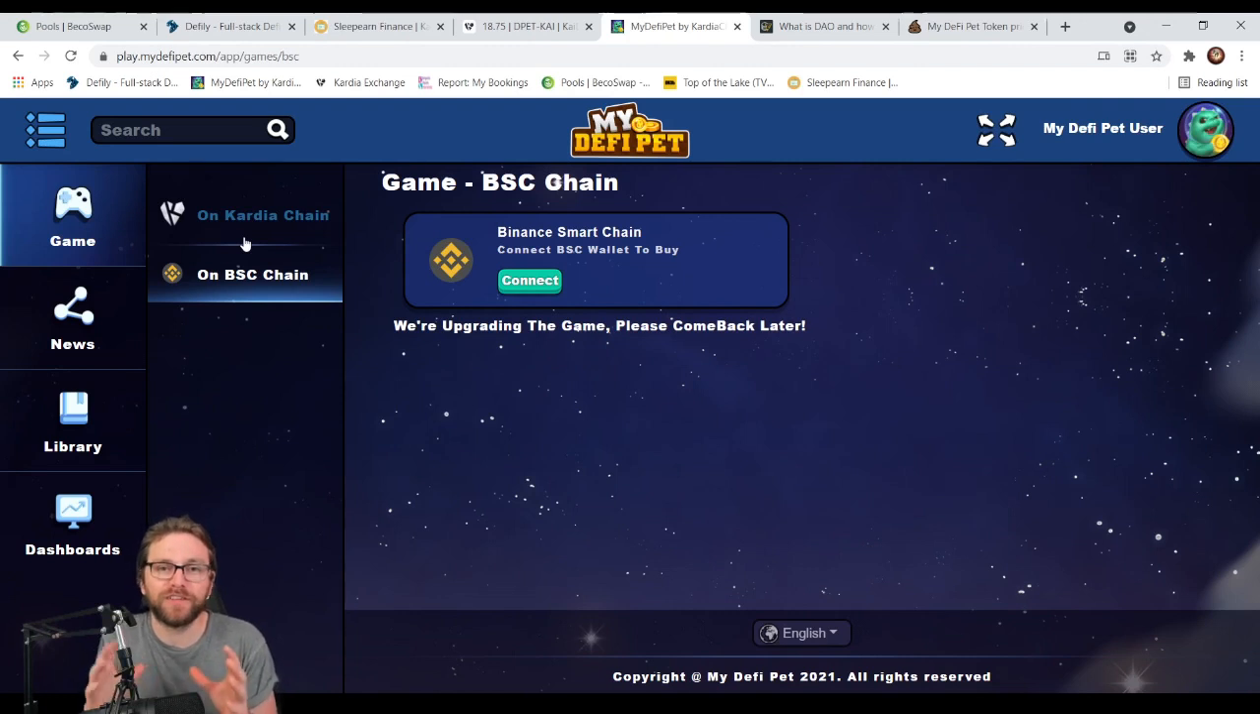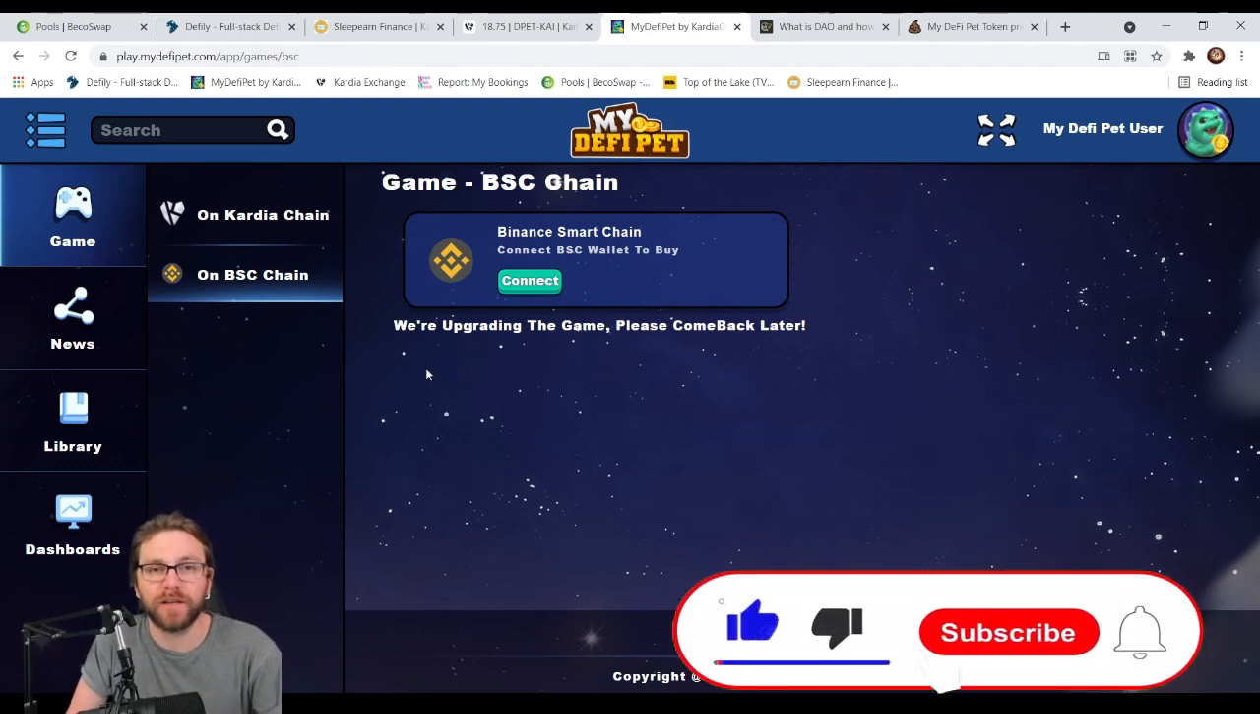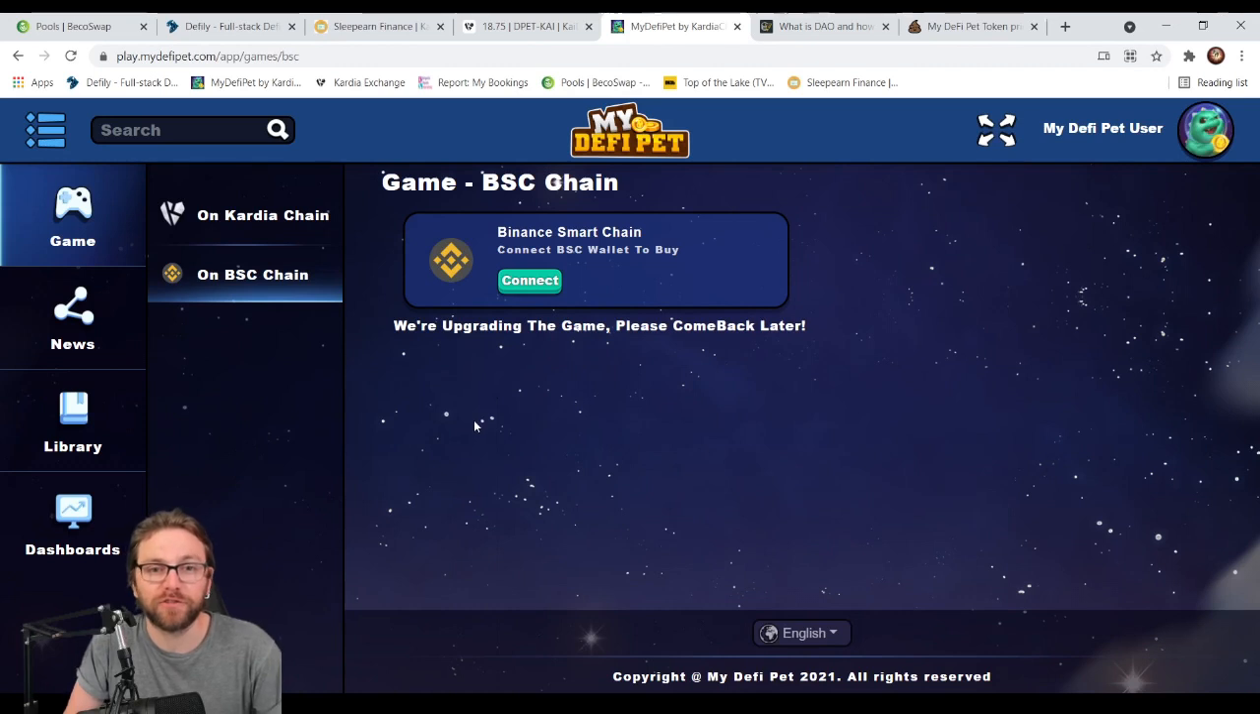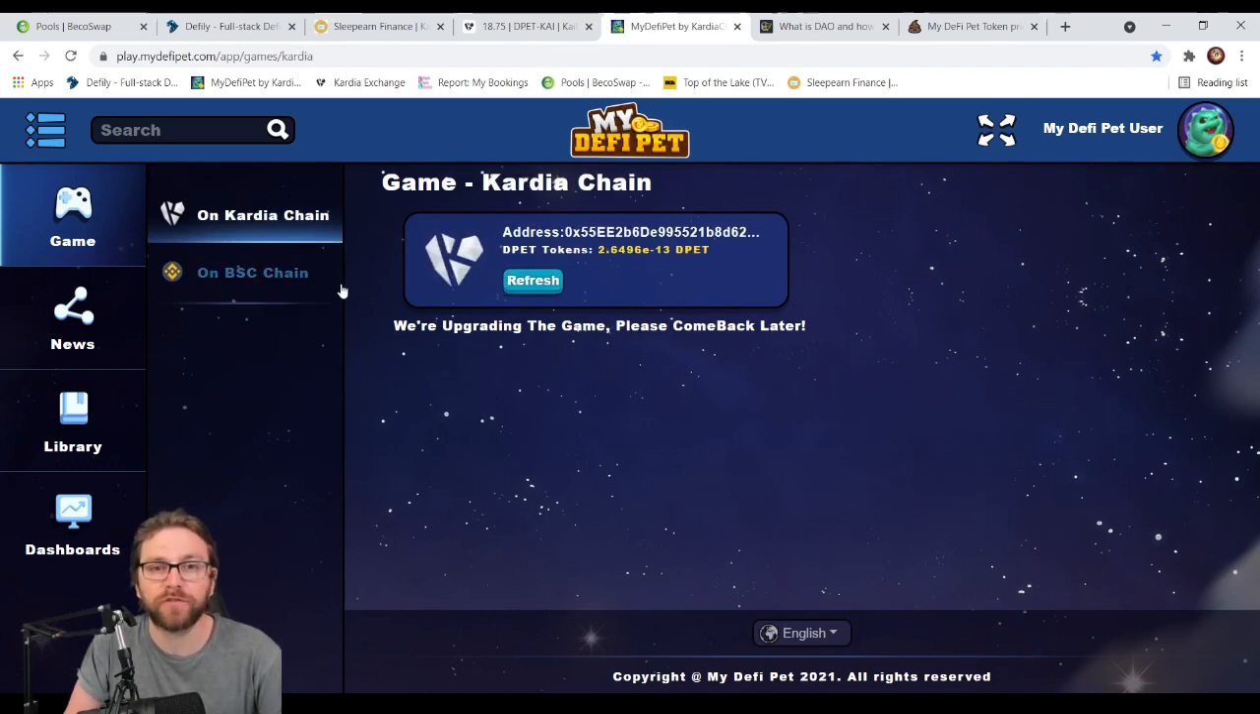So the transfer over to KardiaChain, if you're not on it, this is really for people who are new players. Because if you've already played on the Binance Smart Chain, you'll have all your animals currently on there. They'll be the ones that are farming good silver, you have leveled up quite high. But if you're new to this game, I recommend starting off from the KardiaChain. First reason is price for pets. So 3 DPET is the price of one egg, 5 DPET to evolve.